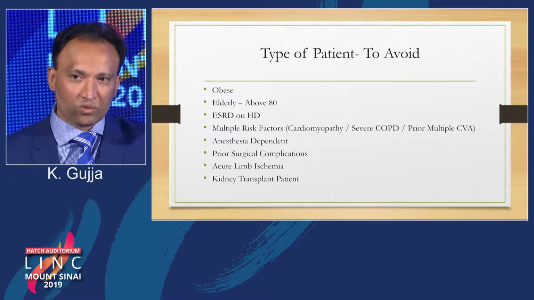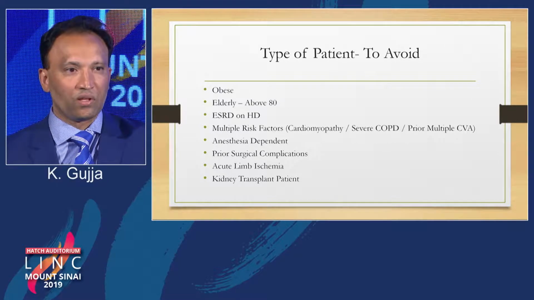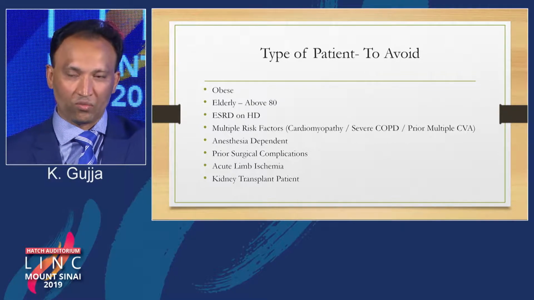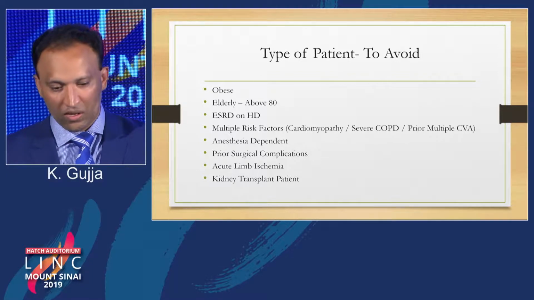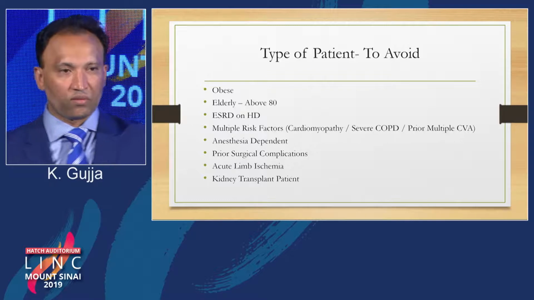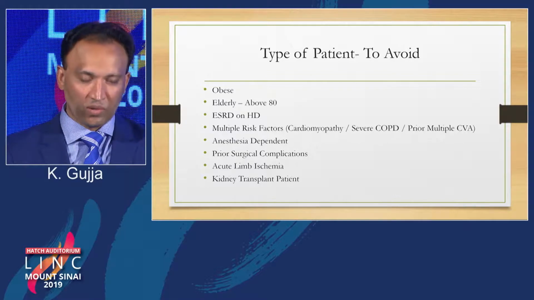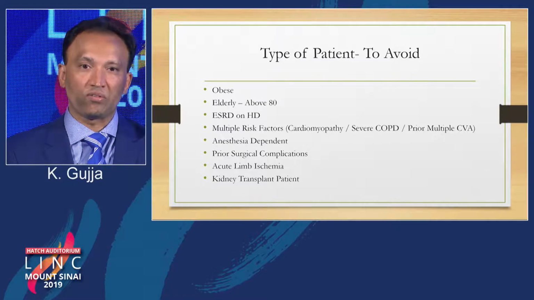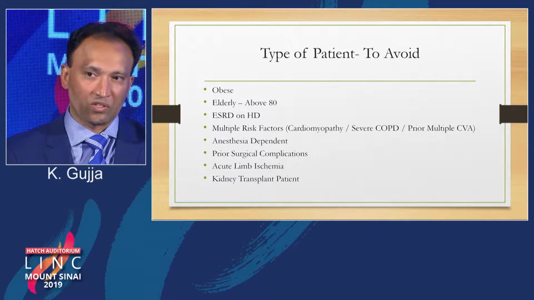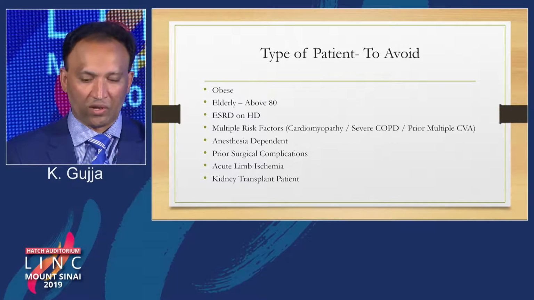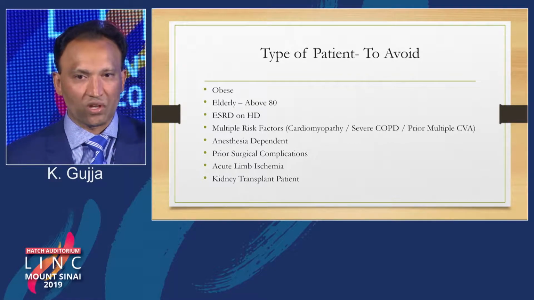Remember, you can always do complicated cases in the hospital. Nobody's pushing you to do things in the outpatient lab. Patient safety is the most important thing. And the type of patient to avoid usually is obese patients, elderly patients, because they are the ones who actually have very frail vessels. ESRD patients on hemodialysis, because there is a lot of calcification, so they actually have the most amount of complications. Just like any other patients you see as high risk.